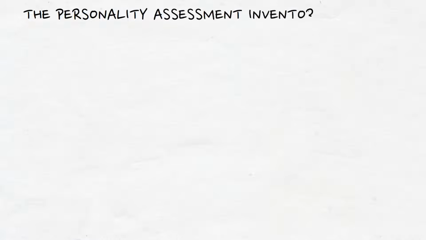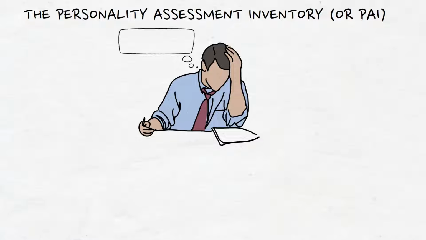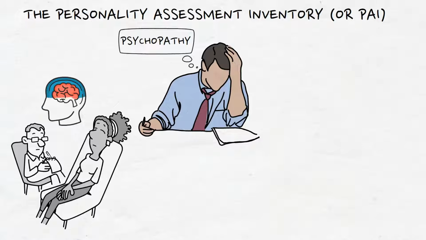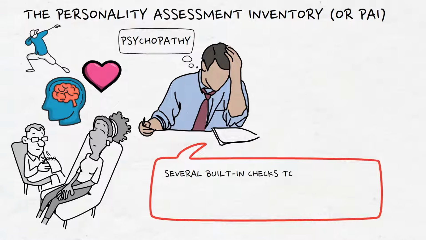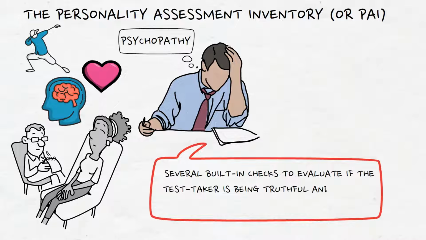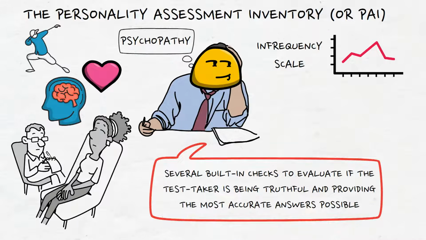The Personality Assessment Inventory, or PAI, a self-report questionnaire that assesses a variety of personality traits, including psychopathy, is another frequently used test. Psychologists utilize this method to better understand people's thoughts, feelings, and behaviors. It features several built-in checks to evaluate if the test taker is being truthful and providing the most accurate answers possible. The infrequency scale is one of these checks, and it can be used to determine whether someone is purposefully providing incorrect or exaggerated replies.